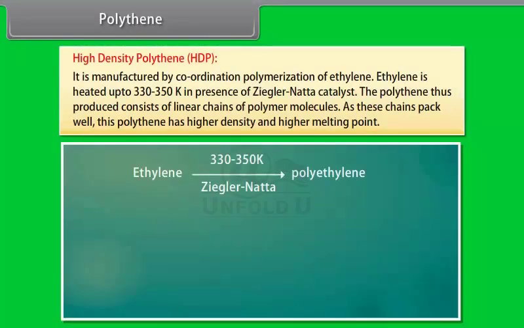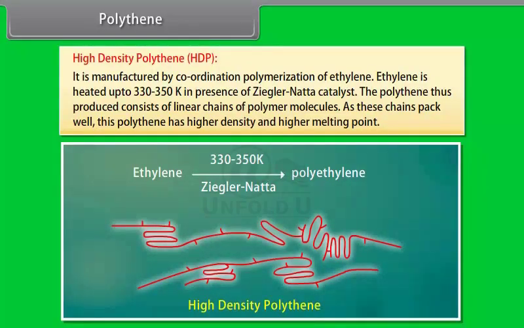High-density polythene is manufactured by coordination polymerization of ethylene. Ethylene is heated up to 330 to 350 Kelvin in the presence of Ziegler-Natta catalyst. The polythene thus produced consists of linear chains of polymer molecules. As these chains pack well, this polythene has higher density and higher melting point.